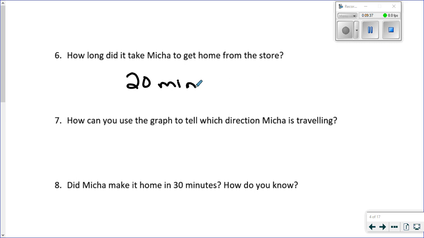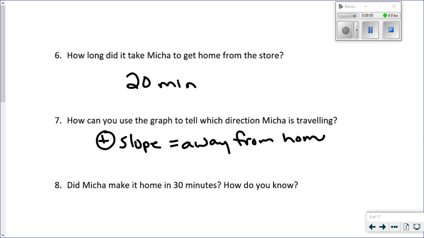How can you use your graph to tell which direction Micah is traveling? I've already talked about this one. So positive slope means he's moving away from home. He's going towards the store. Negative slope means he's returning home.